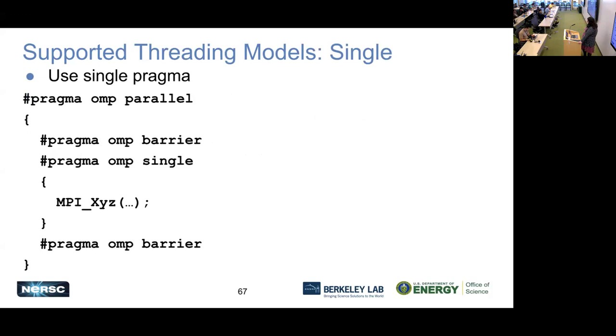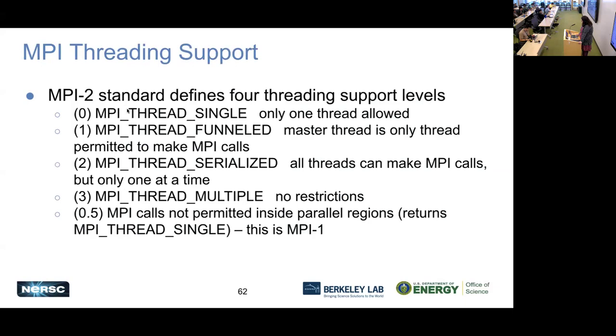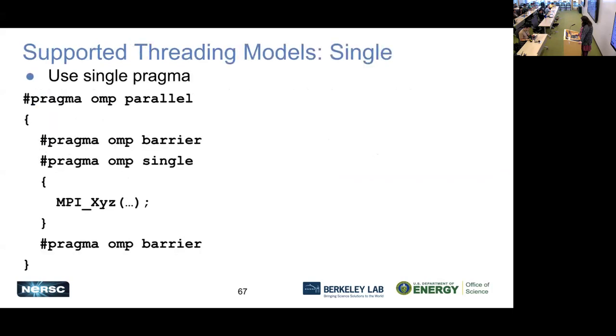Okay, so remember, if we are using single, which is the very lowest one, only one thread is allowed whenever we're running any kind of MPI command. Then we can use the single pragma. Typically what you would do is have a barrier, so that would stop all of the threads in their tracks. Then only one thread would be doing whatever MPI command you want to do. You would have another barrier where everybody waits for this MPI command to finish, and then you would move on with your life. Okay?